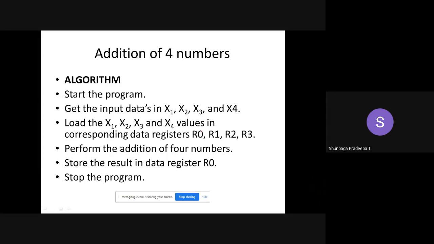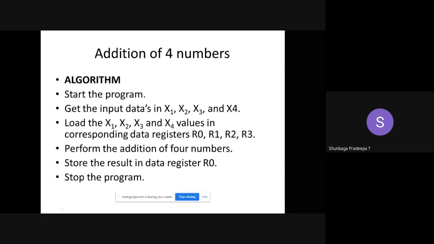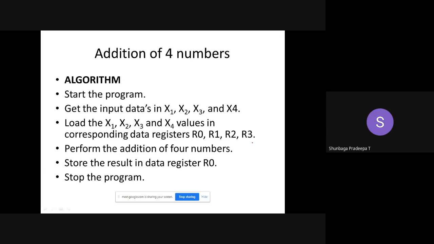So after loading the data into the data register, we can perform the addition of R0, R1, R2 and R3. Those 4 data have to be added, and we don't have a single instruction to add all the 4 data. So we have to add 2 registers and store the result in a temporary register, and then add the next data. Before moving into the program, we are saying load the data from the input value into the data register.